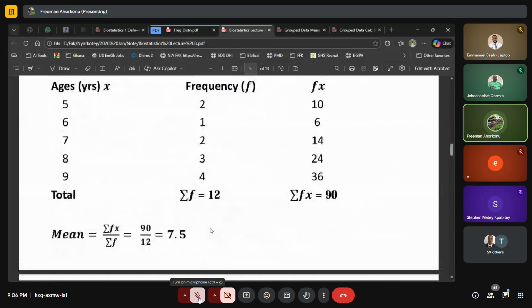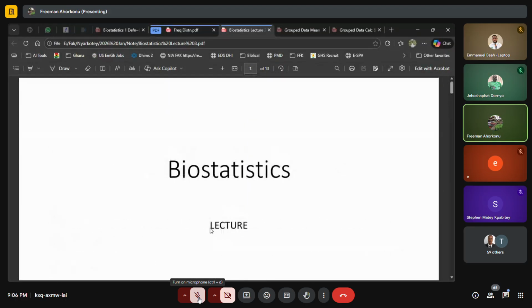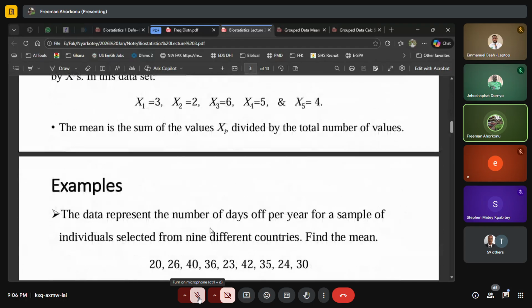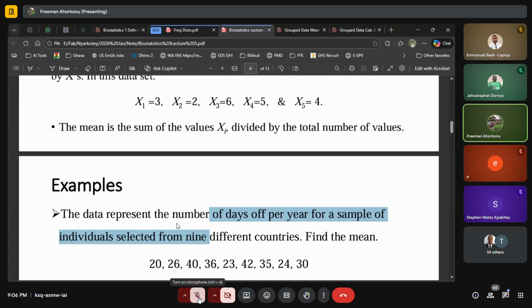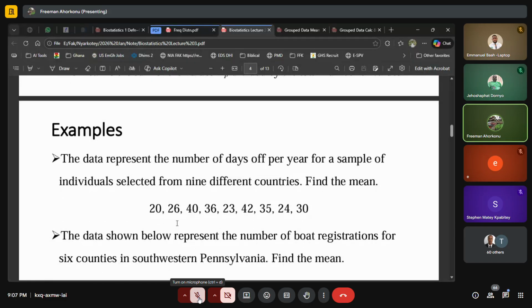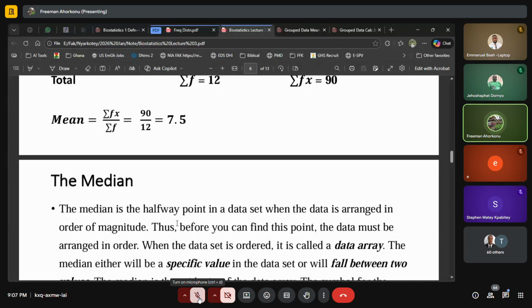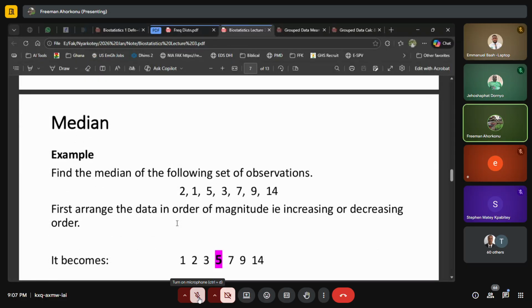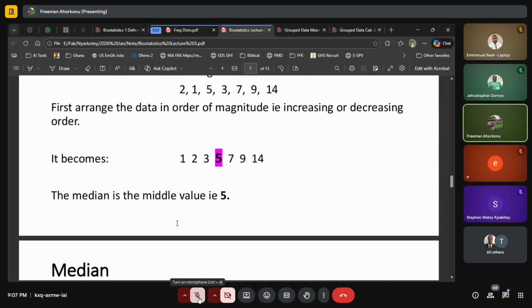When we had data on malaria, fever, TB, and those things, I think malaria had the highest frequency. Malaria had the highest frequency. That makes malaria the mode of that data.